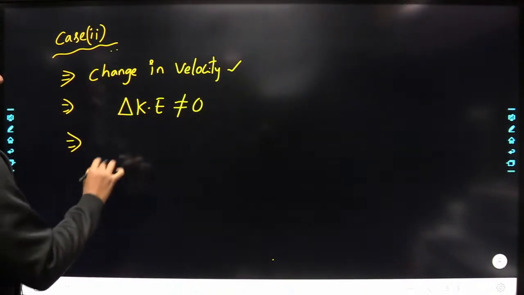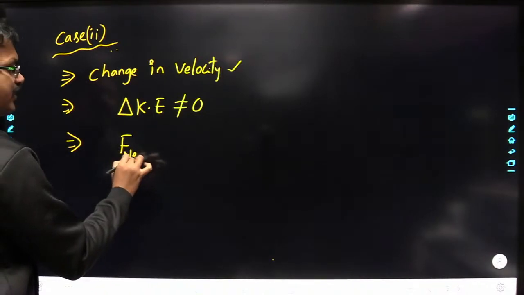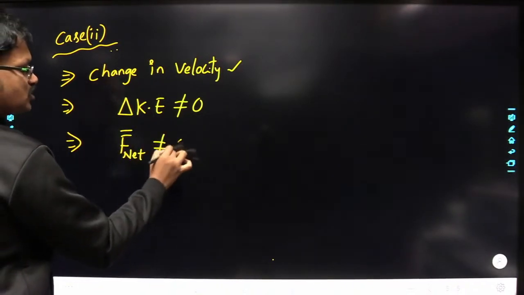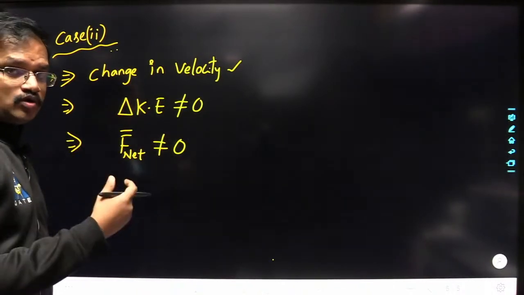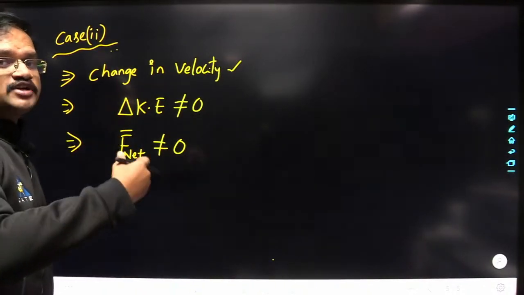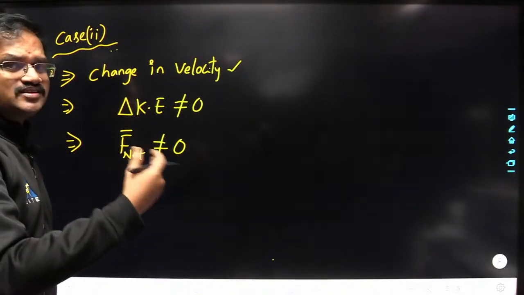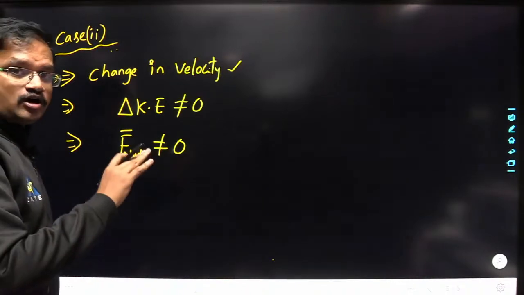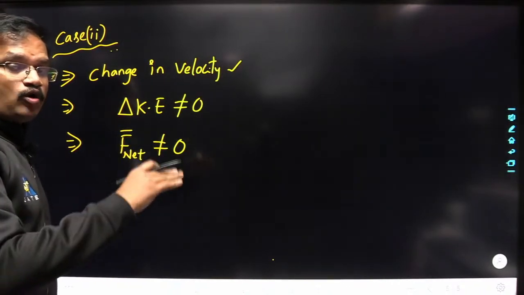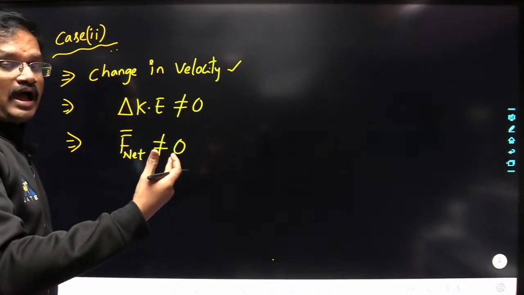Next, the net force acting on the object is not equal to 0. See, whenever the net force acting on the object is not equal to 0, then only that object is going to have acceleration. Acceleration means change in velocity. That means whenever net force acting on the object is not equal to 0, then only that object is going to have acceleration.